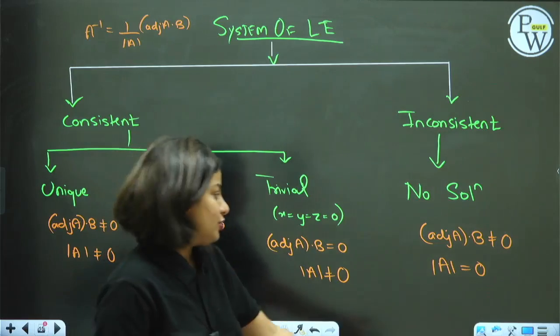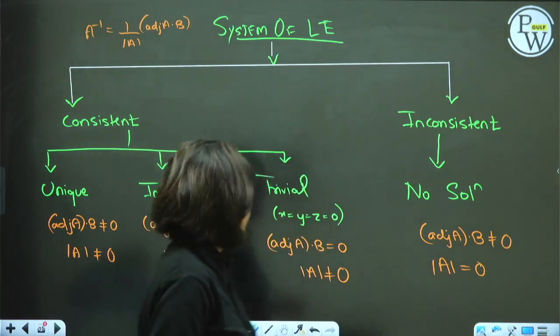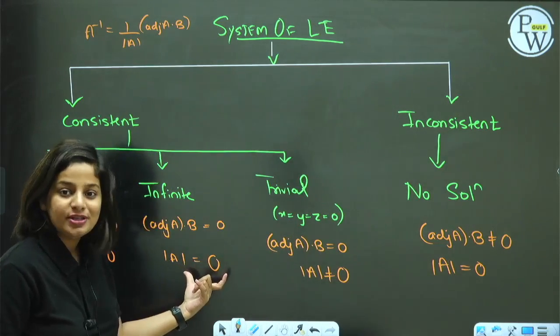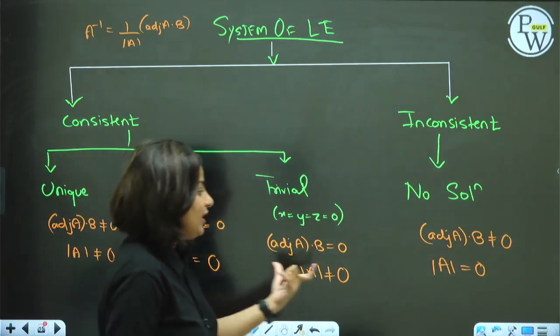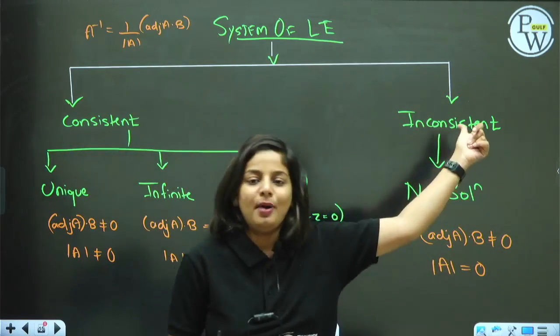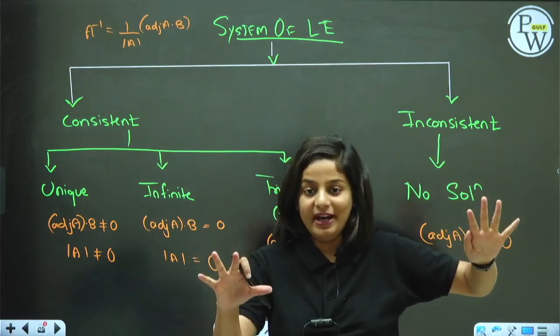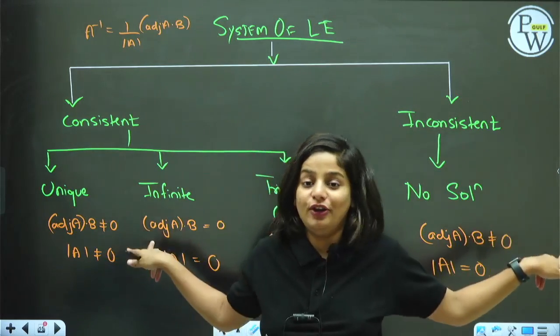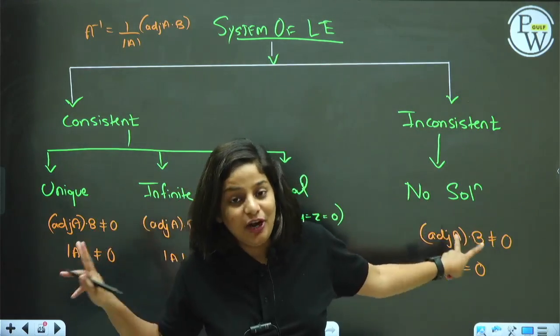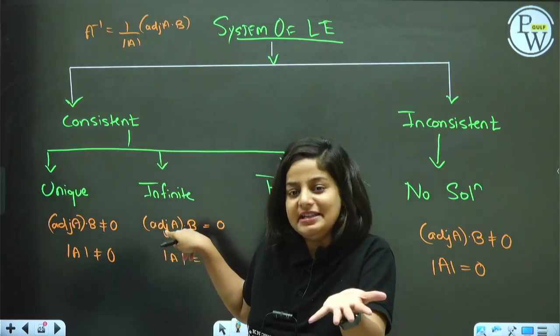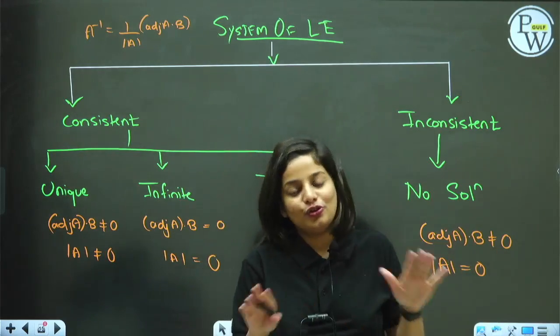For no solution, the determinant will be 0, as well as for infinite solutions, the determinant will be 0. So if you get determinant 0, do not quickly mark no solution. You have to wait and find out adjoint of A into B. If adjoint of A into B is 0, it has many solutions. If it is not 0, no solution.